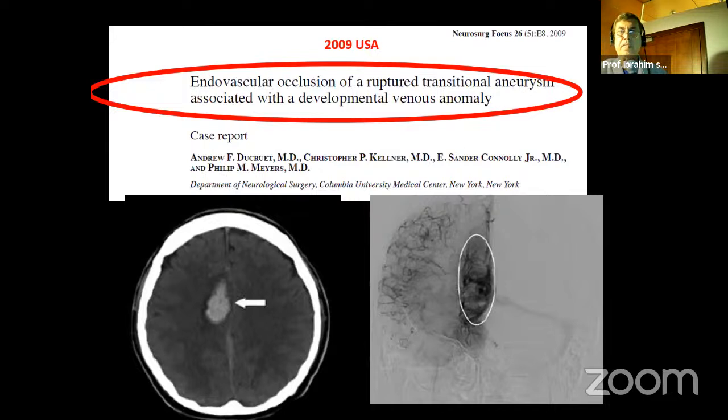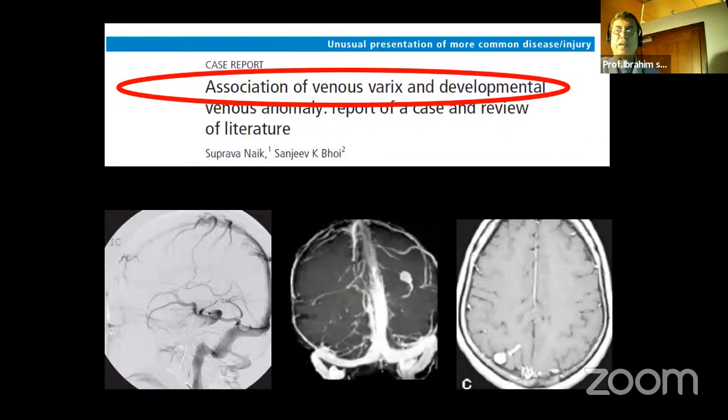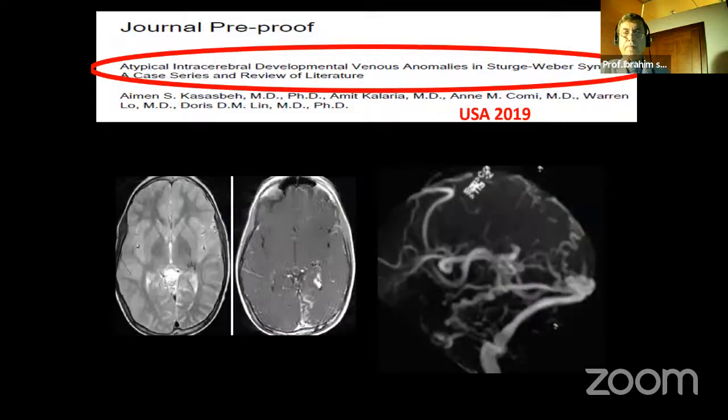Another paper from the States on the vascular occlusion of ruptured aneurysm associated with DVA. AV fistula, the same, like in this paper from Italy. They can also be associated with the subintravenous varix here, like this case. And they can be associated with Sturge-Weber syndrome. Paper from the States about the association between Sturge-Weber and the DVAs.